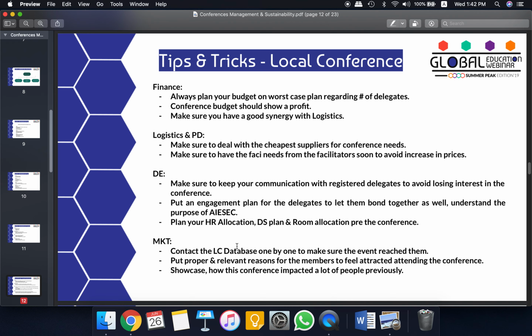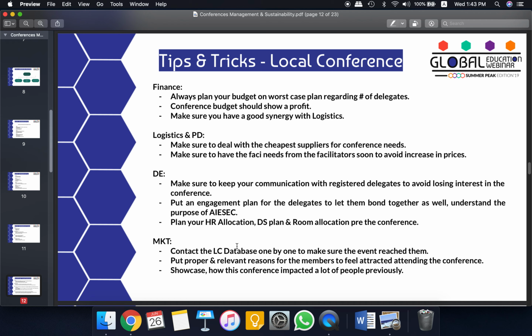Regarding delegate experience, make sure that you keep the communication with the registered delegates to avoid losing interest in the conference. We have a lot of problems that we faced in converting the people from approved to actually showing up to the conference. Put an engagement plan for the delegates and to let them bond together as well. Understand the purpose of AIESEC.